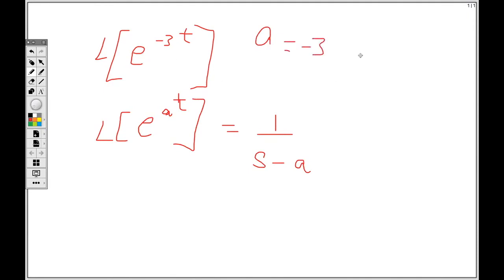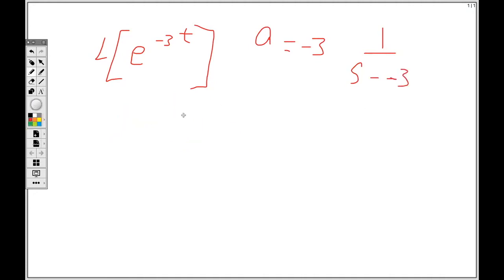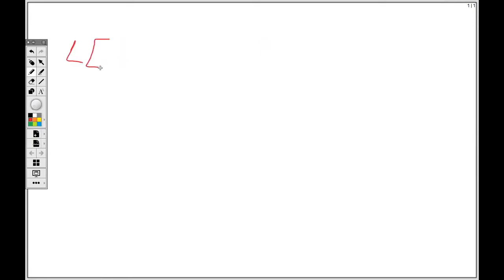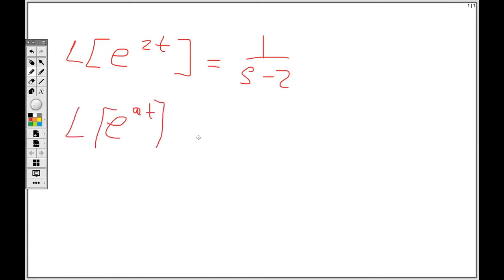So the Laplace transform of this would be 1 over, replacing this a with negative 3, so it'd be s minus negative 3. So in other words, the transform of this is 1 over s plus 3. If I have the Laplace transform of e to the 2t, then it means that the transform of this will be 1 over s minus 2, since we know the transform of e to the at is equal to 1 over s minus a.